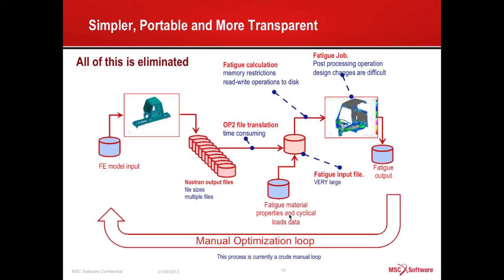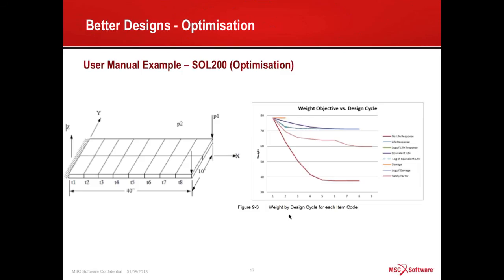Also, with one input, which is an ASCII Nastran text file, it means, as I said earlier, that the process can become portable, and it's much more visible and transparent to the user. And then finally, we have the benefit of being able to do optimization. So I'll talk about that a bit more later on, but essentially, this is an additional constraint in the existing solution 200 routine of Nastran. So you can now optimize with, as well as doing it for example, yield stress, you can also include as an additional constraint fatigue life or fatigue damage.